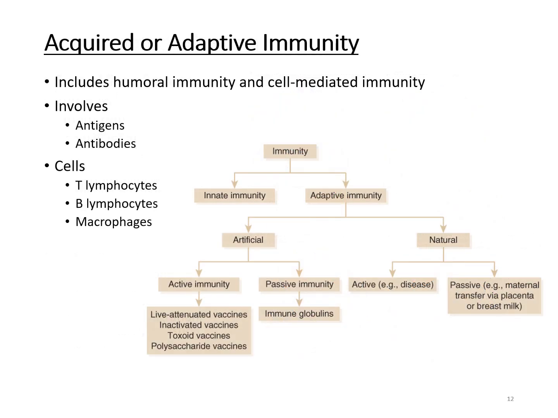Now, your acquired and adaptive immunity. That's going to include your humoral immunity as well as your cell-mediated immunity. So it's going to involve those antigens and antibody responses. If you look at this little diagram here with your adaptive immunity, it can be artificial or it can be natural. With your artificial, of course, you know that you can get that through your vaccines.